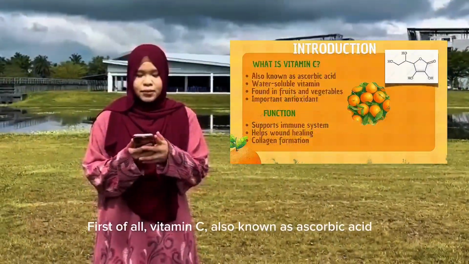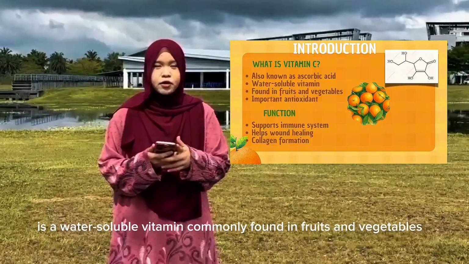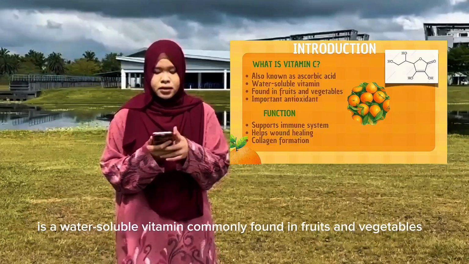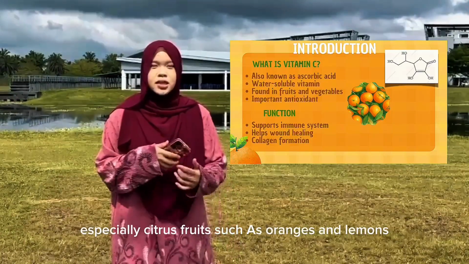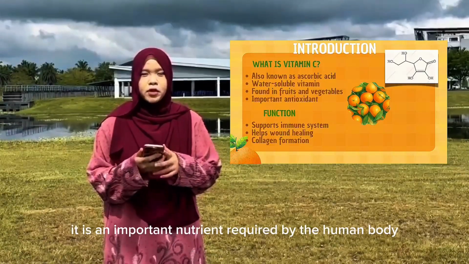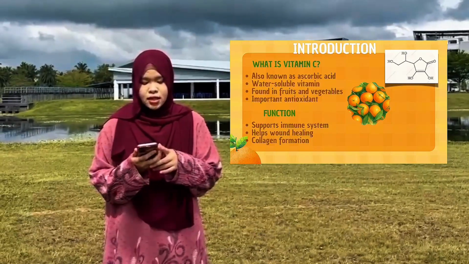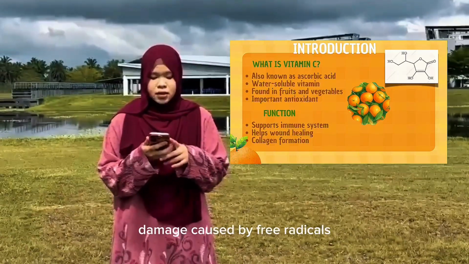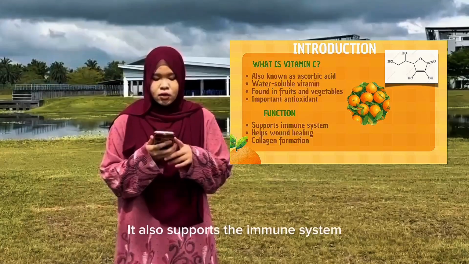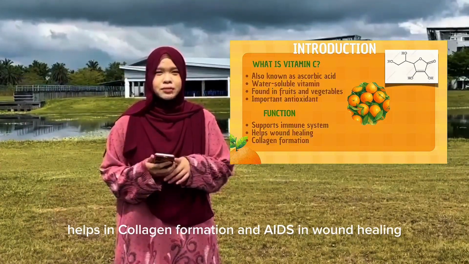First of all, vitamin C, also known as ascorbic acid, is a water-soluble vitamin commonly found in fruits and vegetables, especially citrus fruits such as oranges and lemons. It is an important nutrient required by the human body. Vitamin C also functions as an antioxidant that helps protect body cells from damage caused by free radicals. It also supports the immune system, helps in collagen formation, and aids in healing.